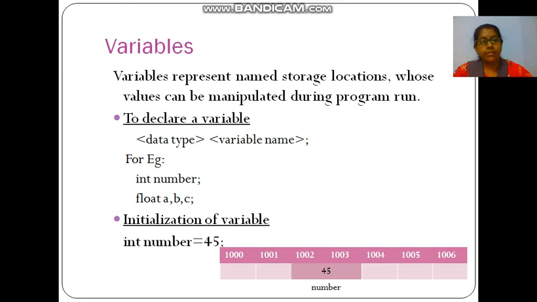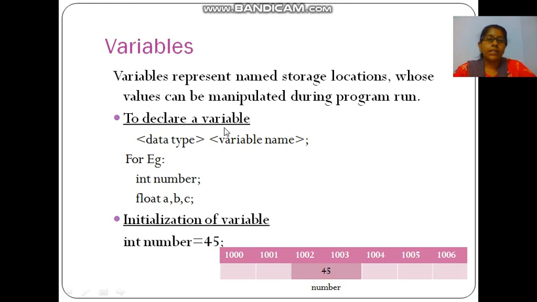Normally, a memory address is used for accessing, but that memory address is a big number, so it won't be easy to use the memory number. Instead of that, we use a name for that memory location. That is the variable name. So it represents a storage location whose value can be manipulated during program run. When we store the data, we need to manipulate it and use it in calculations, so we can use variable names for accessing that particular data.